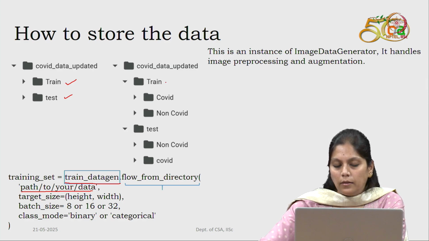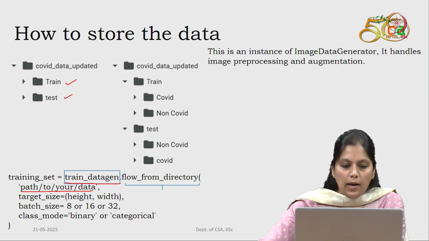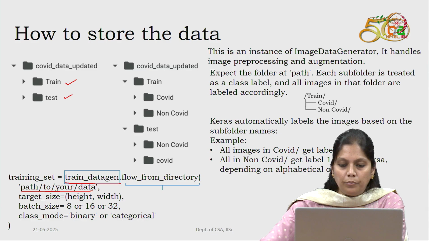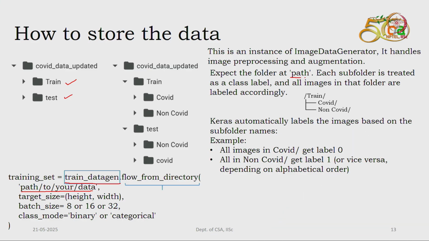So, the URL or the path where you are going to store your training data should be specified here as a first parameter. This is what flow_from_directory expects: a path. And what should this path have? The path should compulsorily have subfolders. When you pass this train path, it will have subfolders, and each of these subfolders by default is considered as a class label.